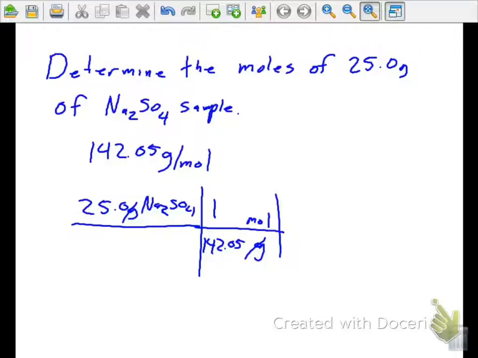But chemistry, I don't have to memorize stuff. I've got my periodic table. I've got charges. I've got masses. I've got all the information. I just have to know how to use it. And once I know how to use it, then they're pretty similar in all problems. So, 0.176 moles of Na2SO4.